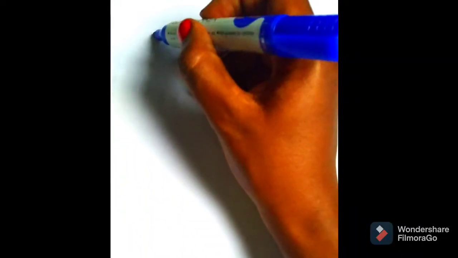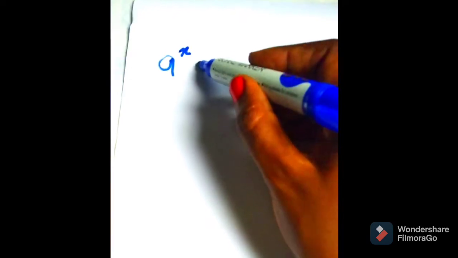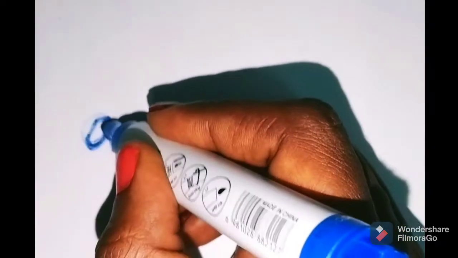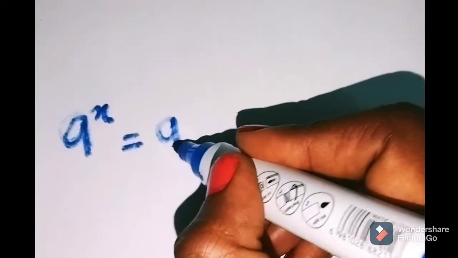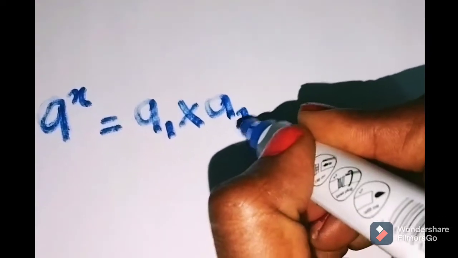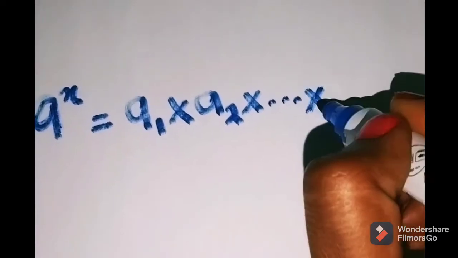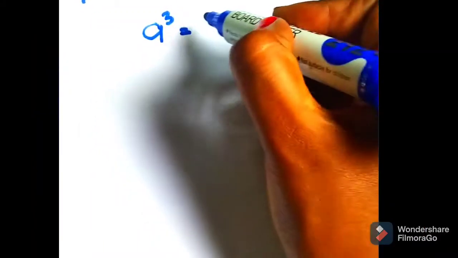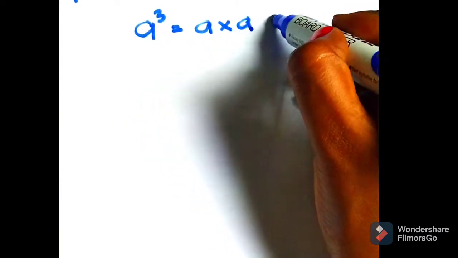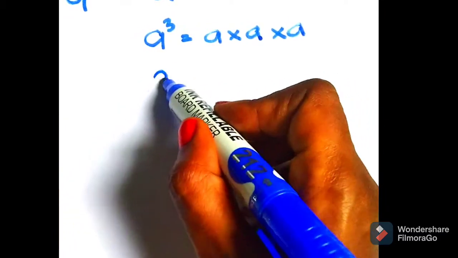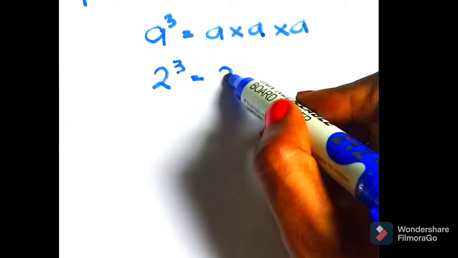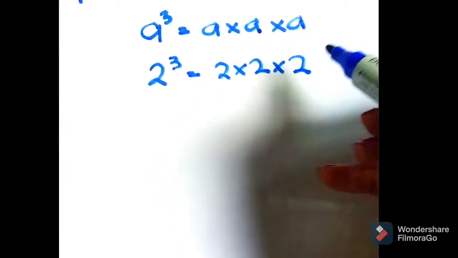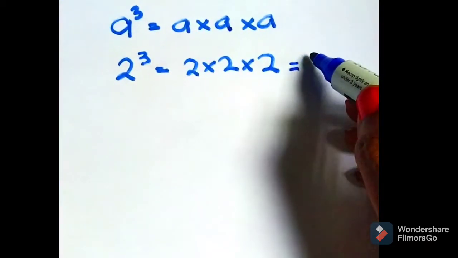The first rule we are going to look at is the summation rule. Now, if we have a raised to power x, this means that you multiply a by itself x times. If we have a raised to power 3, our answer will be a times a times a. Or if we have 2 raised to power 3, this means 2 times 2 times 2, which gives us 8.